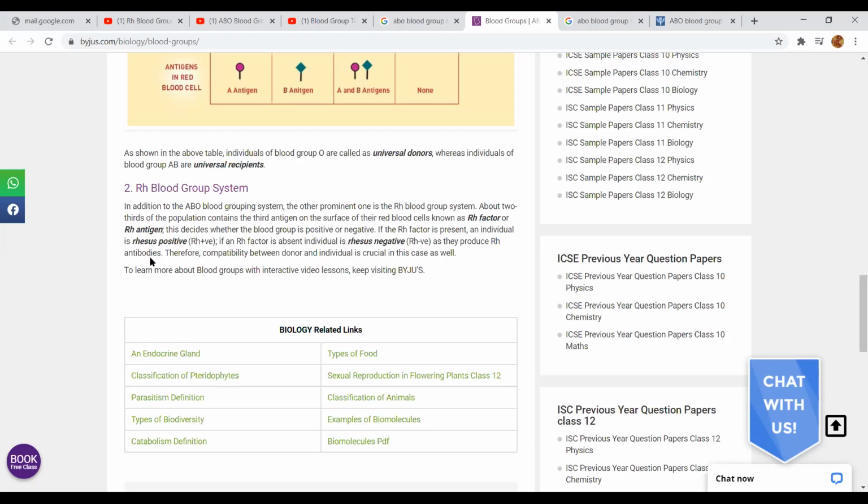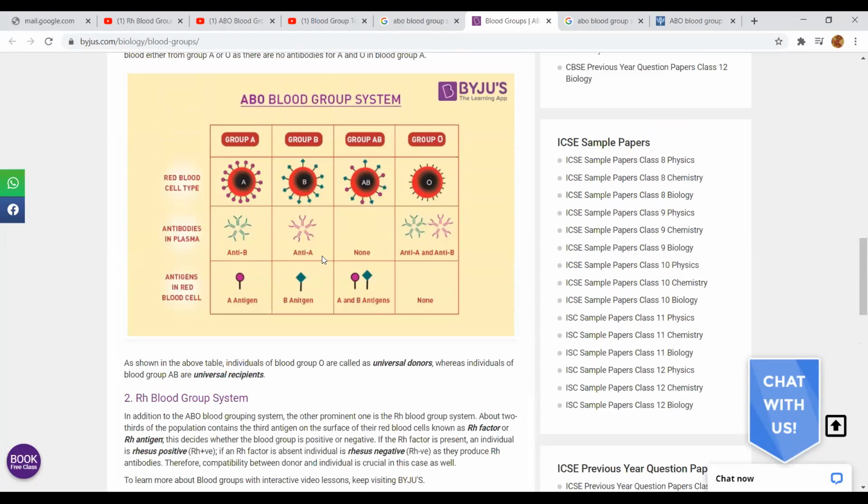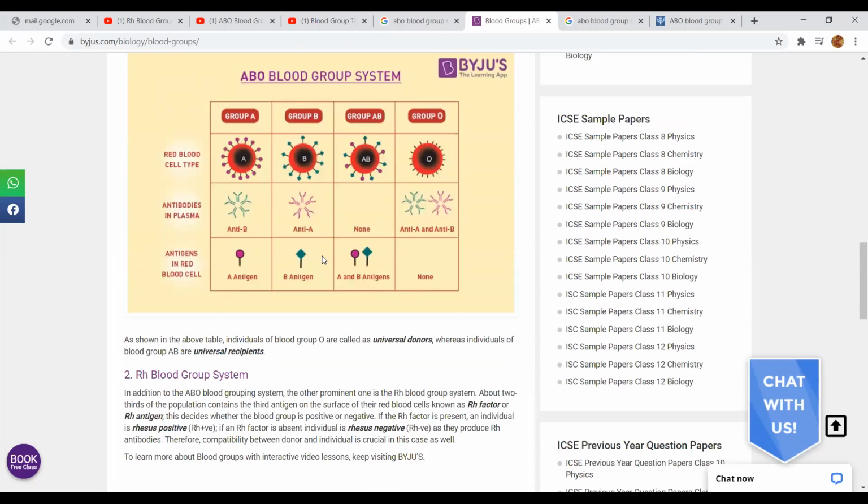And if the RH factor is absent in an individual, that person is considered RH negative, as they produce these RH antibodies. Therefore, when we see the compatibility between donor and individual, this is another big factor that has to be kept in mind, the RH factor, and that will help you to know whether the person is actually a particular group positive or negative. When we say A positive or A negative, B positive or B negative, the positive and negative depends upon this RH blood group system. So we also need to find out whether the person has this RH antigen in the body or not.